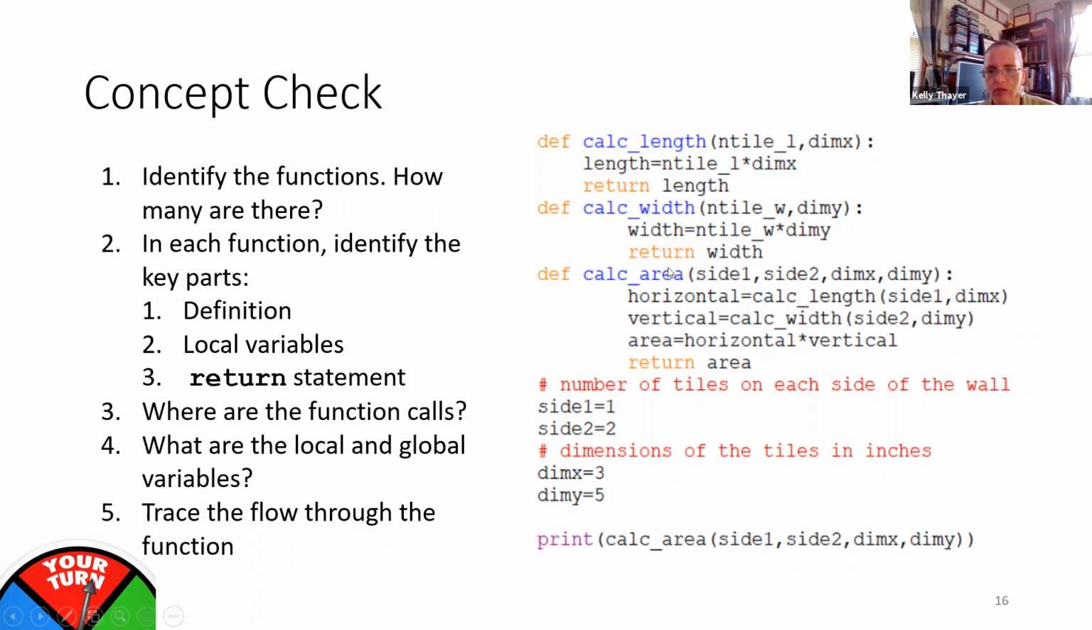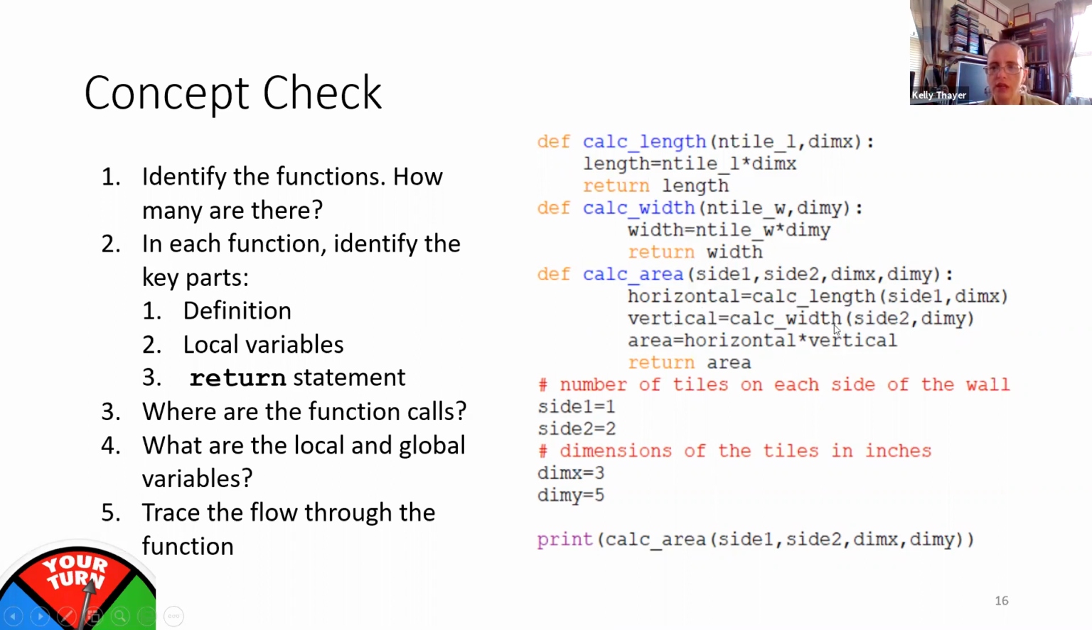Calc area will run first, so even though there are multiple functions above it, this one is the one which is called first. These variables get assigned to these values, and then we have another function call. So the control goes up to this function, which calculates the length and sends that back to go into horizontal. Next comes vertical, and this does another function call to calc width, which is right here, sending up the side 2 and dimension y values, and this function then returns the width value into vertical.